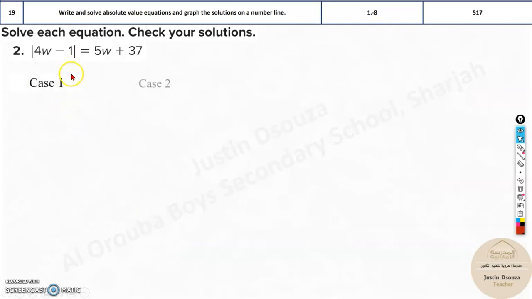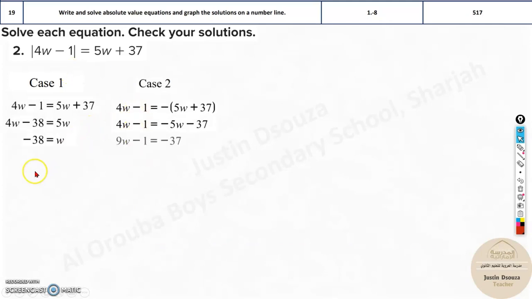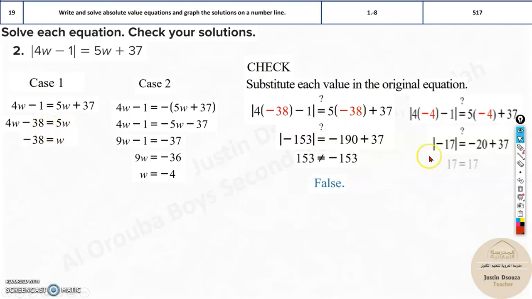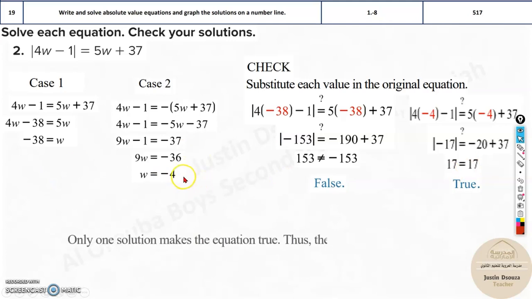Same way you can try the others over here. Case 1, 2, solve it, simplify and solve it. You will get two answers. Now you need to substitute over here and check. Okay, the first one is false. So negative 38 is wrong. And the next one was true. So it is only -4. The answer is only -4. That is it. So please do this method.